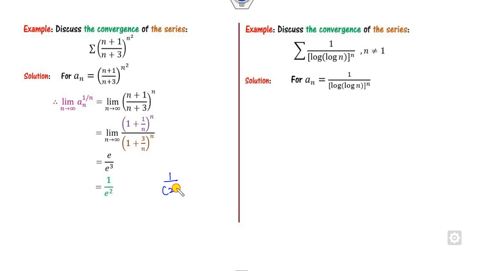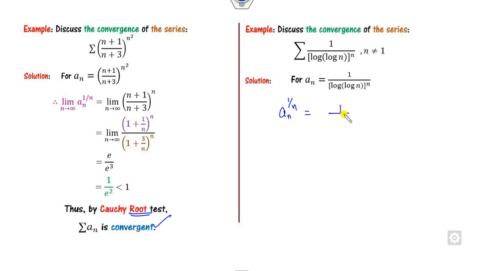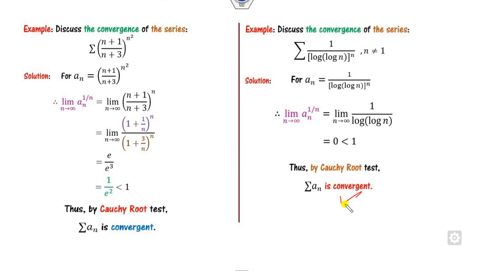What is e? e is 2.718. It is always greater than 1, so 1 over e squared is less than 1. Therefore, this series is convergent by the root test. Look at this one. If you take a_n, what will happen? This is 1 by log log n. Now you can take the limit as n approaches infinity. That will go to 0. So 0 is less than 1. Therefore, it is a convergent series by the root test.